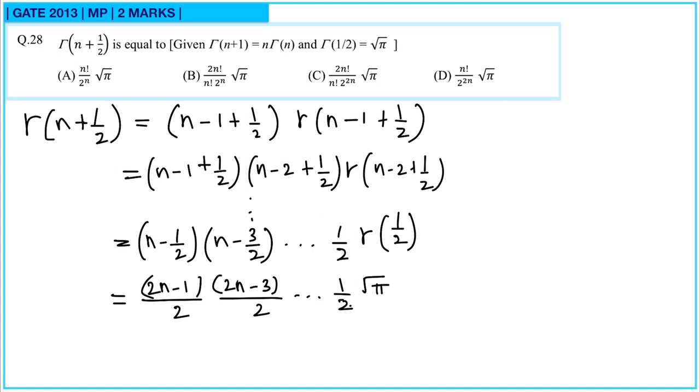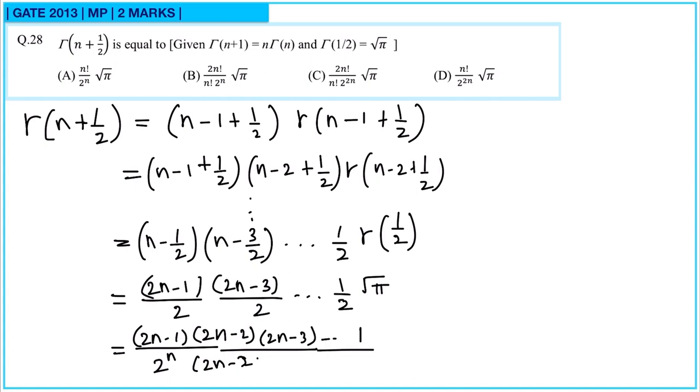So this 2 into 2 into 2, n times, will be 2 raised to n, and in the numerator we have these odd multiples. So let us multiply and divide by the in-between even factors. So this will be 2n minus 1. I am multiplying by 2n minus 2 here, so we have to divide also by 2n minus 2. Then we have 2n minus 3, and so on up to 1, and we are multiplying by the even factors: 2n minus 4, and so on up to 2, and into we have root of pi.